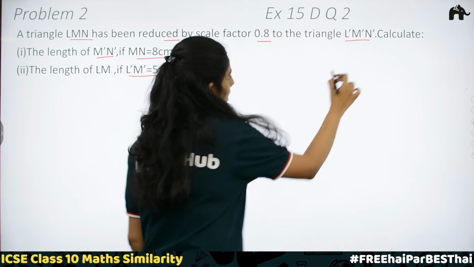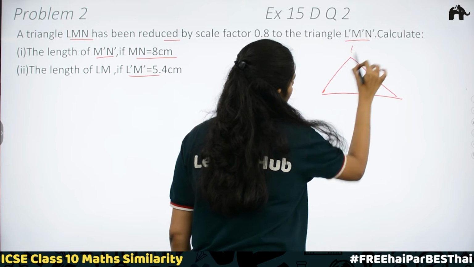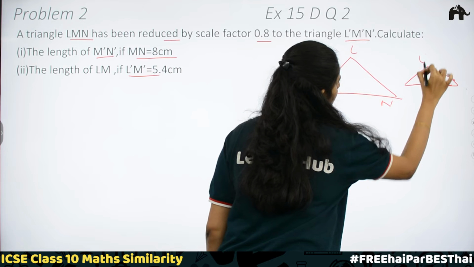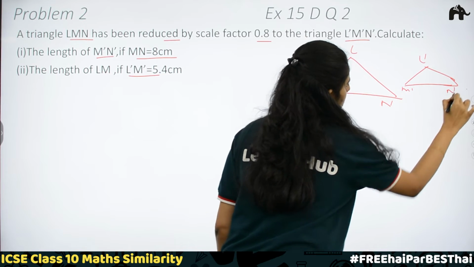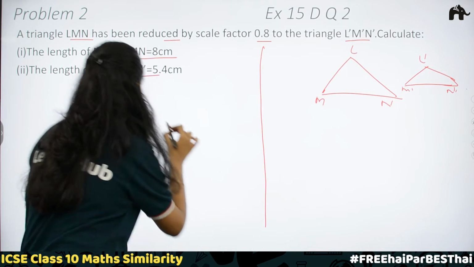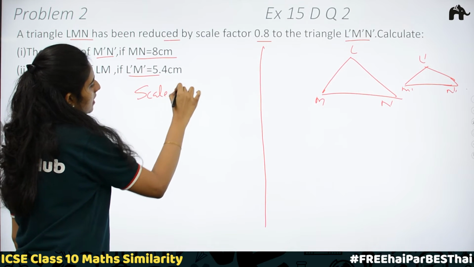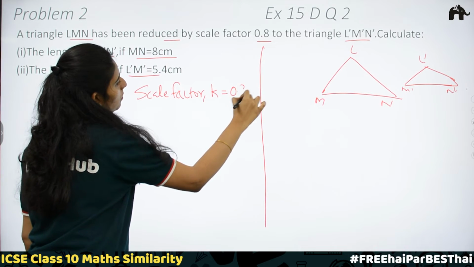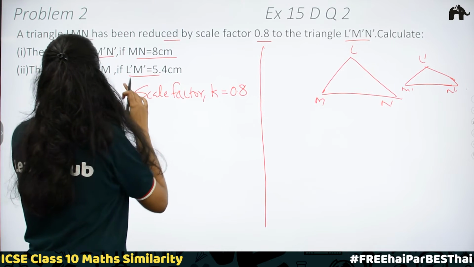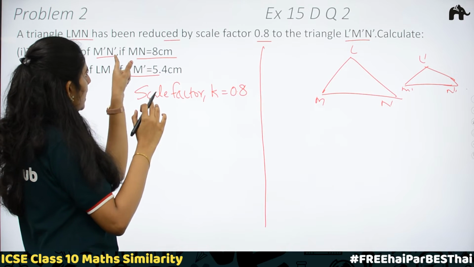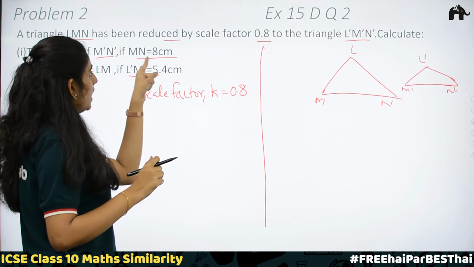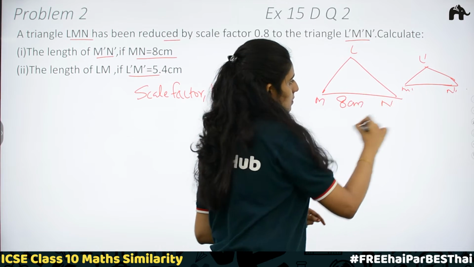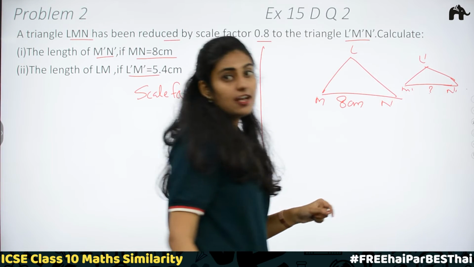Here we had a triangle LMN which is reduced to a smaller triangle L dash M dash N dash. Okay. Then the scale factor is given. Scale factor K is equal to 0.8. Here the length of M dash N dash we need to find if MN is equal to 8 centimeter. MN is this. This is 8 centimeter. We need to find M dash N dash in the first question.